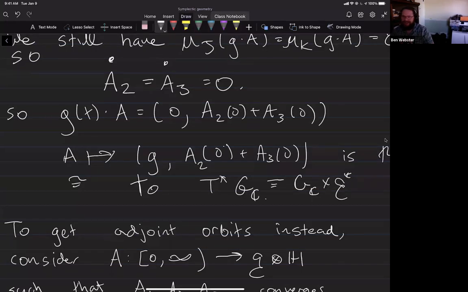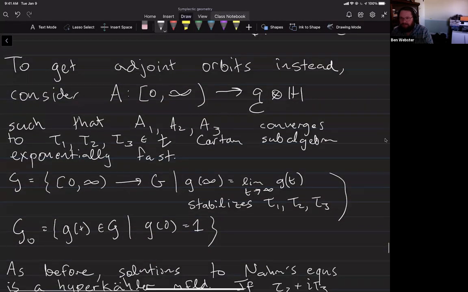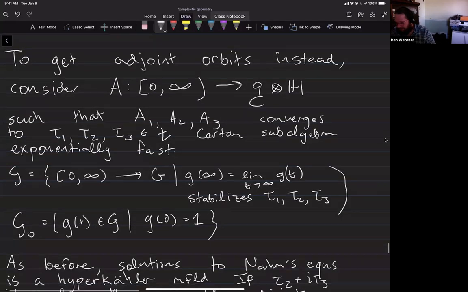So even in this case, you get a weird complex structure. Okay, I got 10 minutes left. All right, I'm not doing too bad. I know I'm going through this really fast, maybe too fast. So please ask questions if you have any.